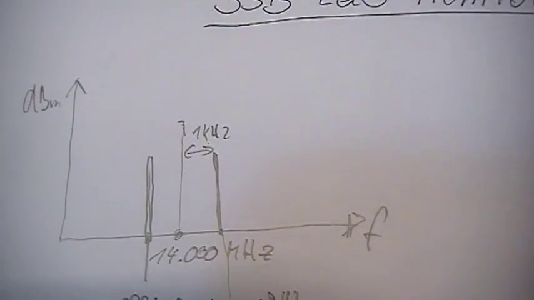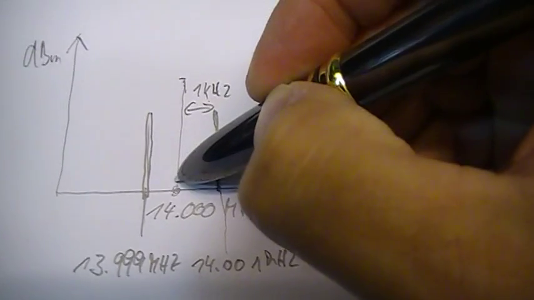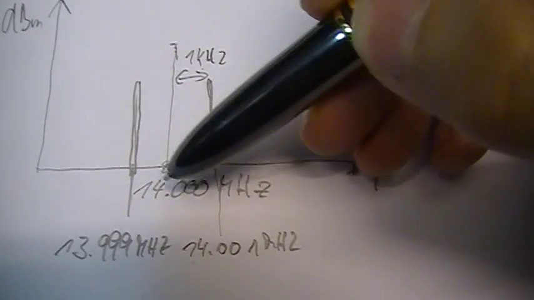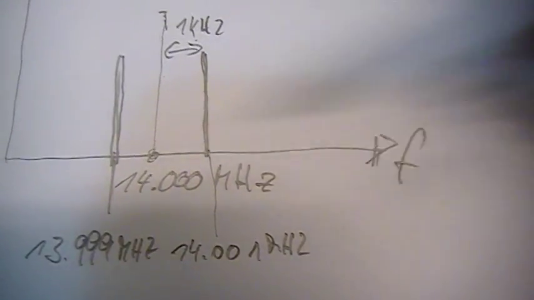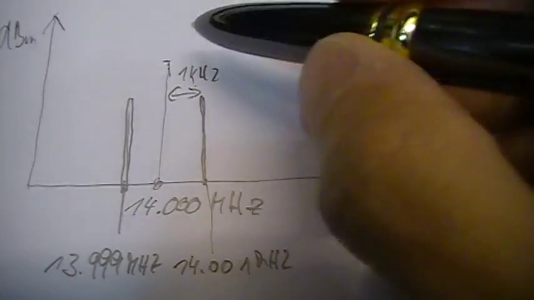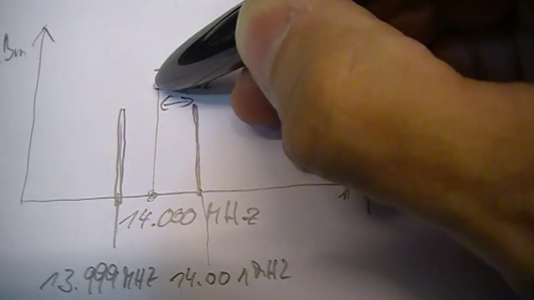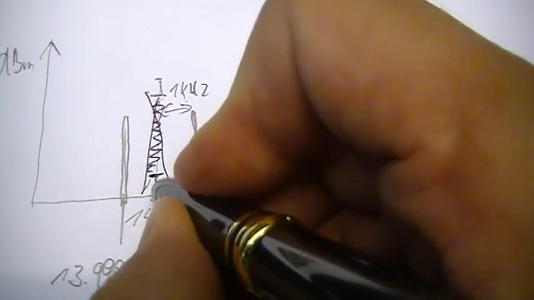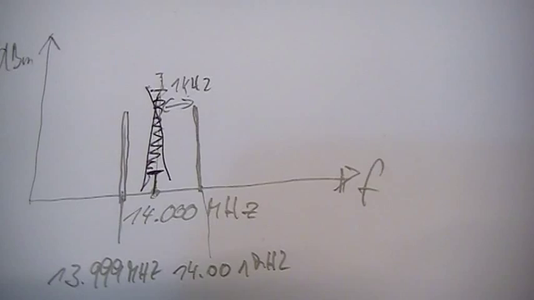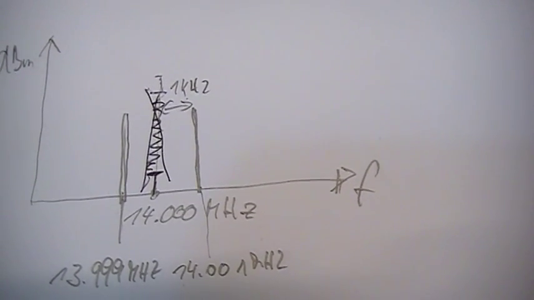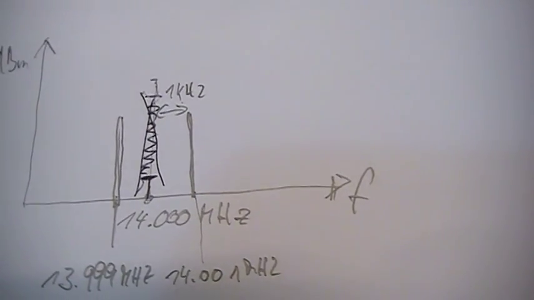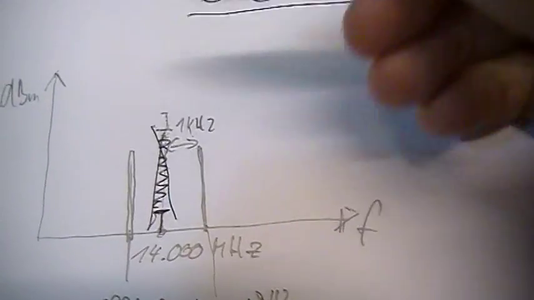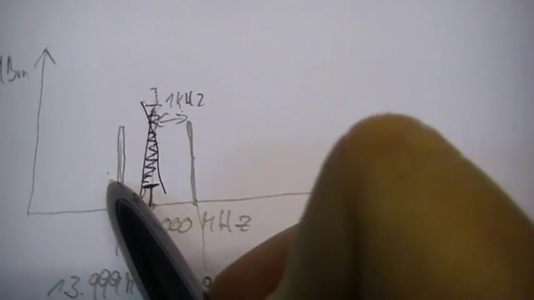In a SSB signal, we know your carrier, which in our example is sitting exactly on 14 megahertz, will be suppressed. So this is suppressed and therefore not anymore available, just a little bit, because it is nearly impossible to suppress it completely, or only with a high effort, which is not really necessary. So your carrier is gone, and now you have your double sideband.